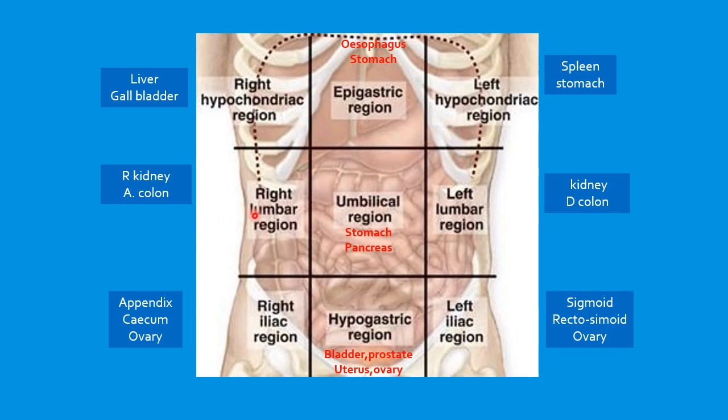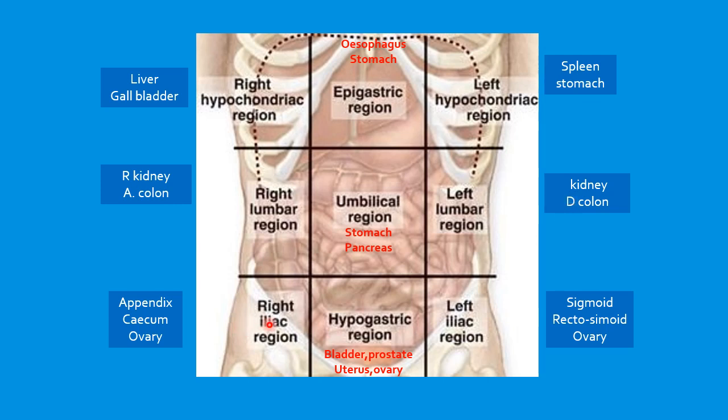The middle group of regions is the right lumbar, left lumbar, and umbilical. The right lumbar contains basically the right kidney and the ascending colon and cecum. The middle one consists of the umbilical region, stomach, and the pancreas. And the left lumbar region contains the kidney and the descending colon.